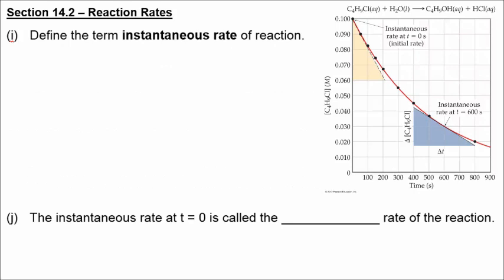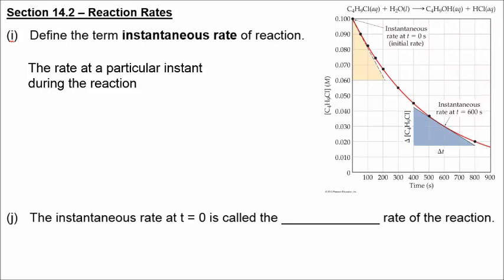The term instantaneous rate of reaction would mean the rate of the reaction at a particular instant, and the instantaneous rate at time equals 0 is called the initial rate of the reaction.